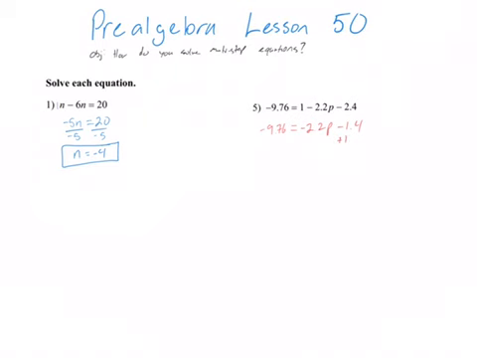I'm going to add the 1.4 to both sides because I'm trying to get everything with p's on that side by itself. So these two just go to 0. On the left-hand side, I end up with negative 2.2p. On the right-hand side, notice those are different signs, so it's going to be like subtracting here.